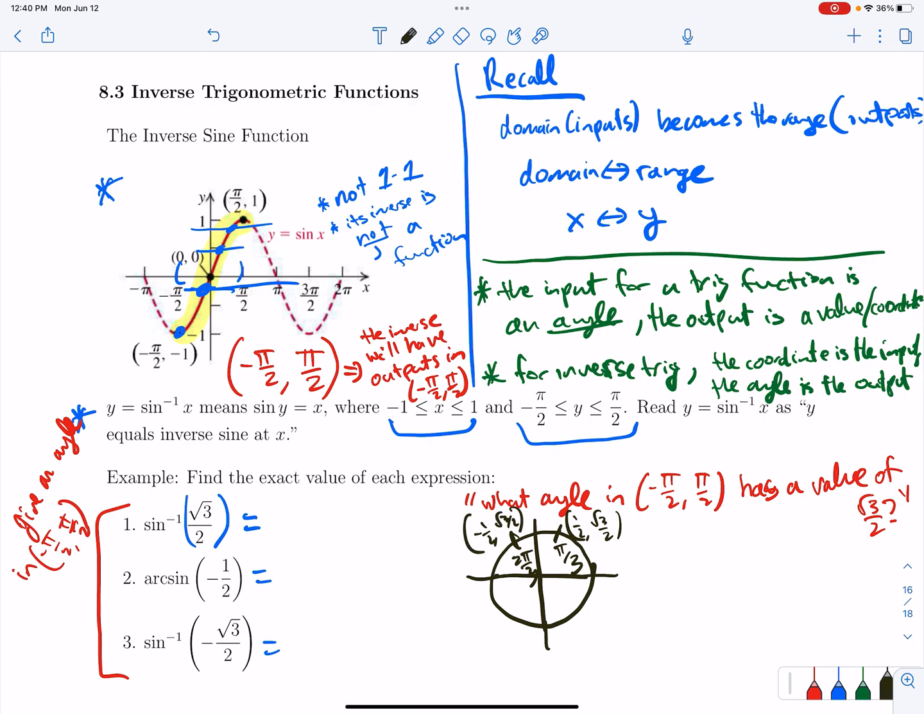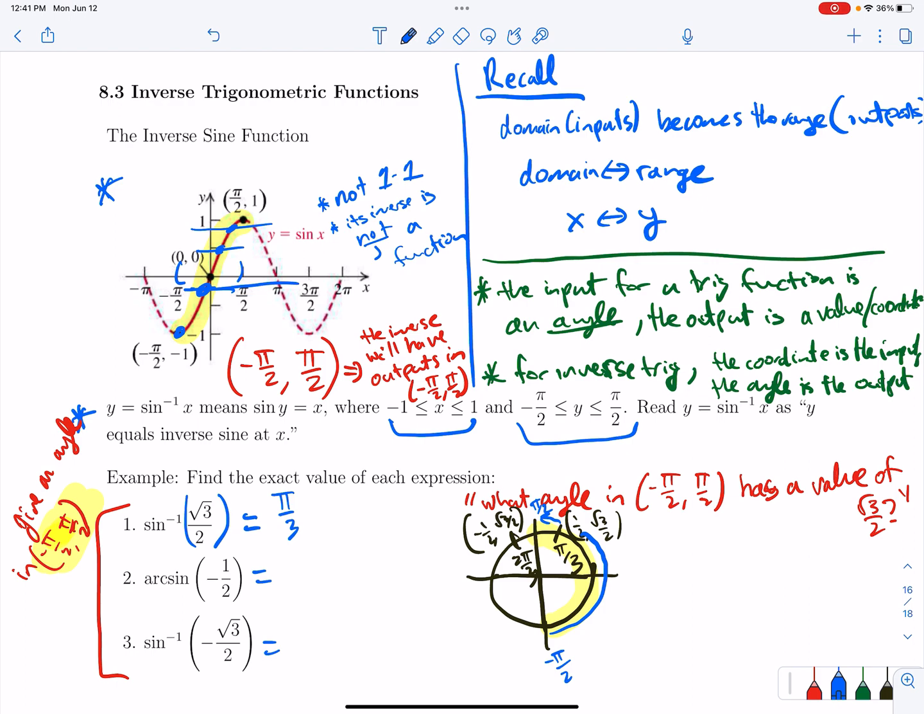So which of these angles do I need to use? Well, if I think back to what the range must be, it must be between negative pi over 2 and pi over 2. So negative pi over 2 is down here, and pi over 2 is up here. So for this first question, the answer is pi over 3. That answers the question I asked: what angle in negative pi over 2 to pi over 2 has a value of root 3 over 2? Again, there are two locations on the unit circle, but we only want one of them because we are restricting what the value can be.